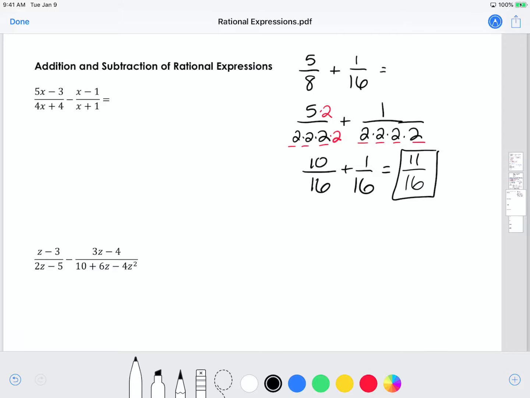So we're going to use that same method when we add or subtract rational expressions. We need to find a common denominator. So the first step is to factor the denominators to see what we need to make common denominators. So I have 5x minus 3 over, and then I'm going to factor 4x plus 4. Well, I can factor out a 4, and I'm left with x plus 1.